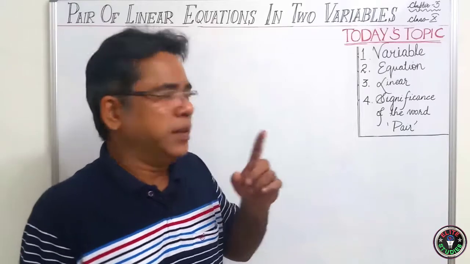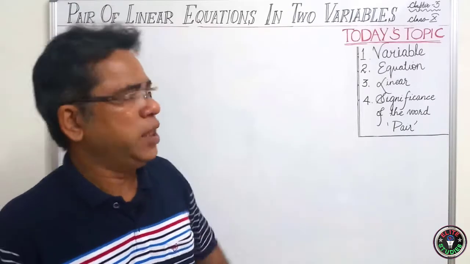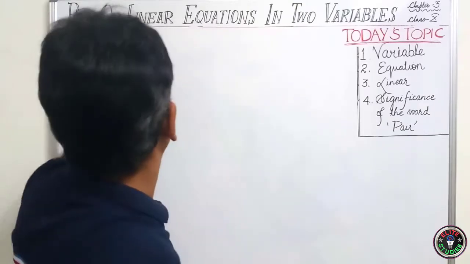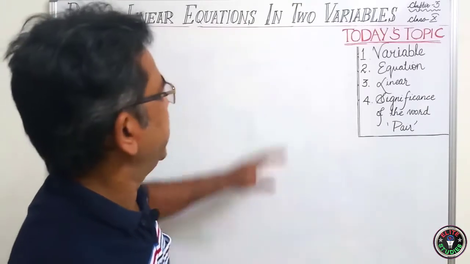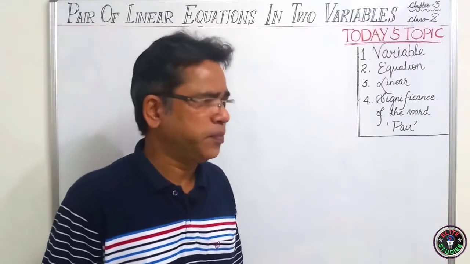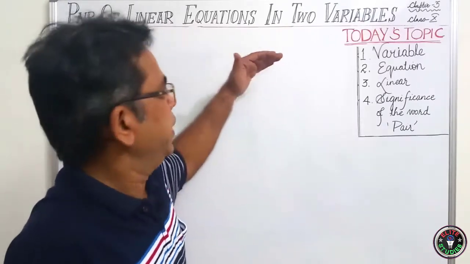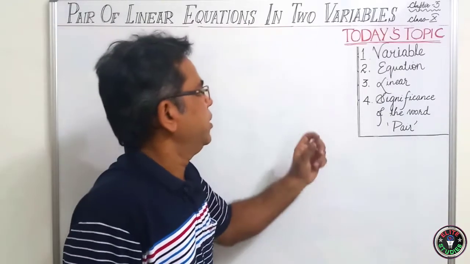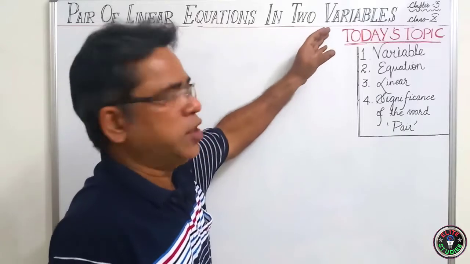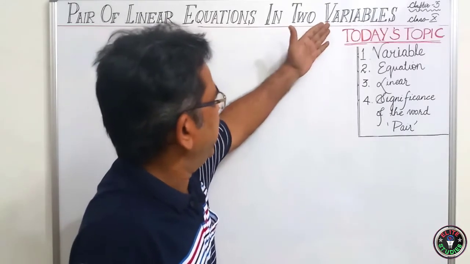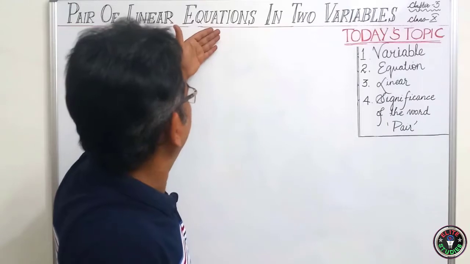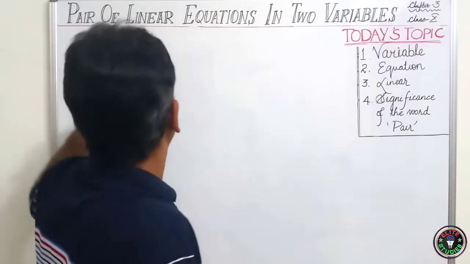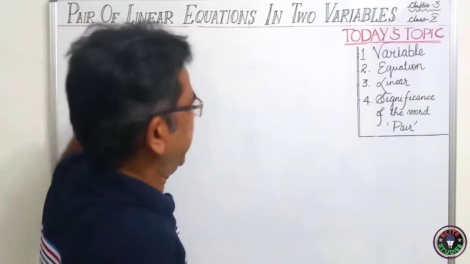Today, I am going to teach you chapter 3 of class 10 NCERT Maths, and the chapter is pair of linear equations in two variables. Before diving deep into this chapter, let us first try to understand the meaning of these terms. What is a variable? What do you mean by an equation? What is the meaning of this word linear? And what is the significance of this word pair?